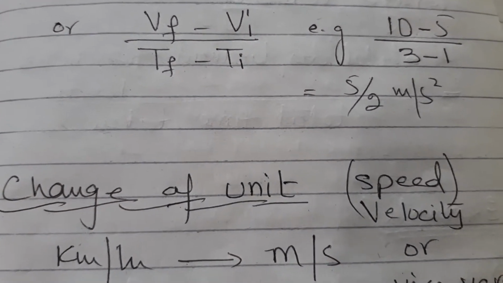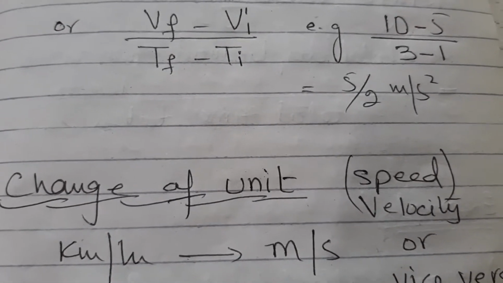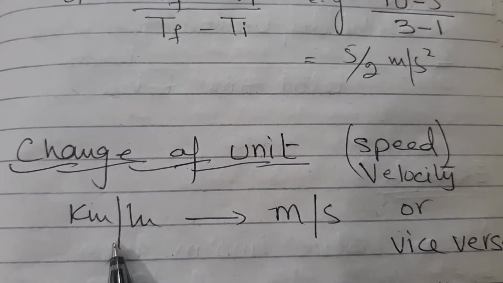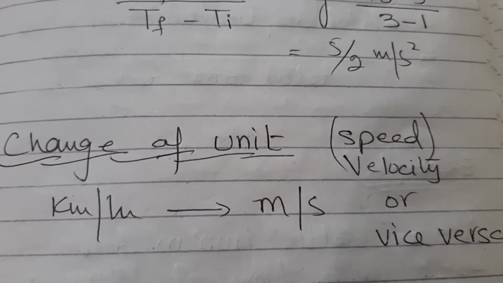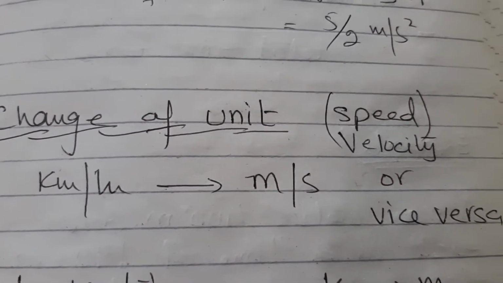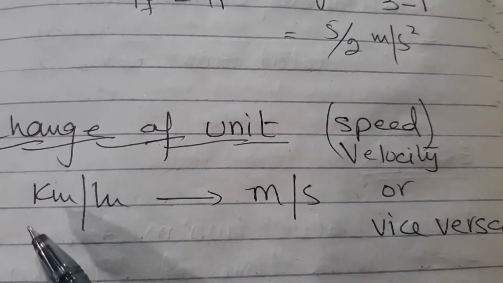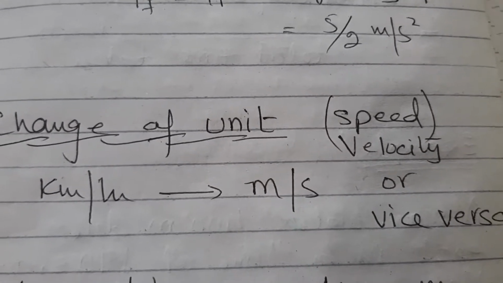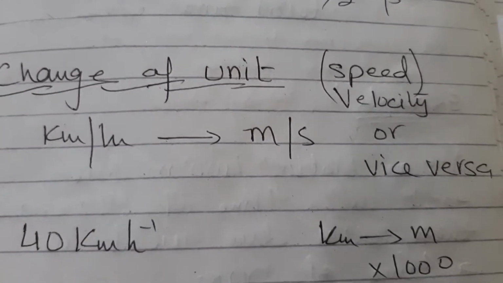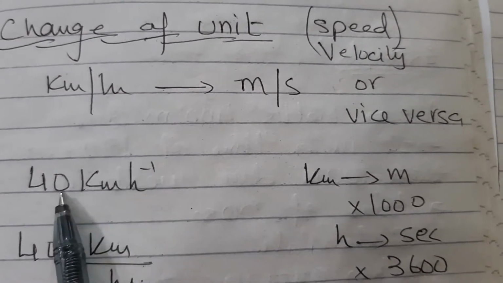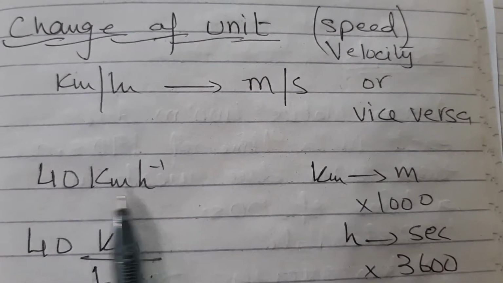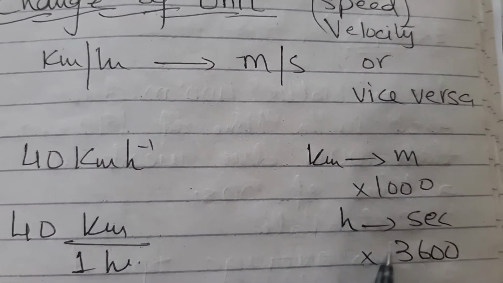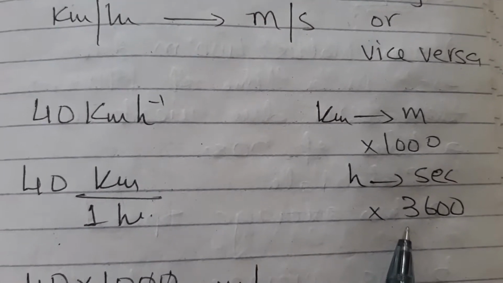Now another very important thing is change of unit, so conversion of unit basically. Speed and velocities are usually given in kilometer per hour or meter per second, right? So you should know how to convert, because if time is given in second and distance is given in kilometer, then you change it into meter. For example, if it is given kilometer per hour, to change kilometer into meter you will multiply by 1000, and to change hour into second you will multiply by 3600.